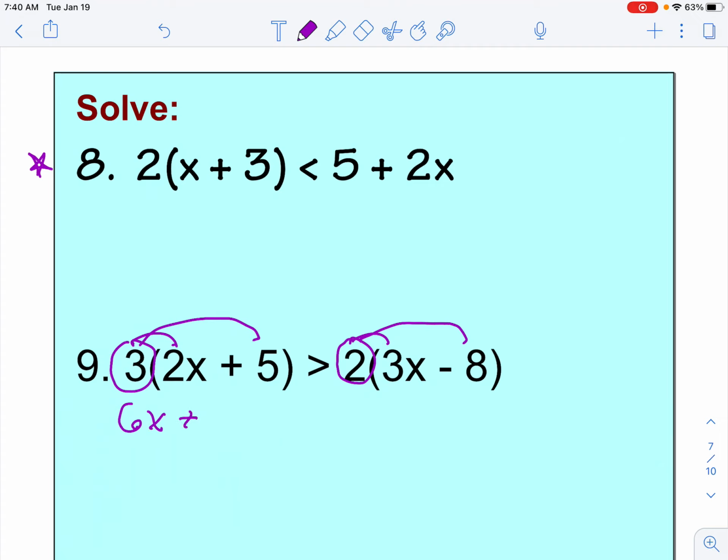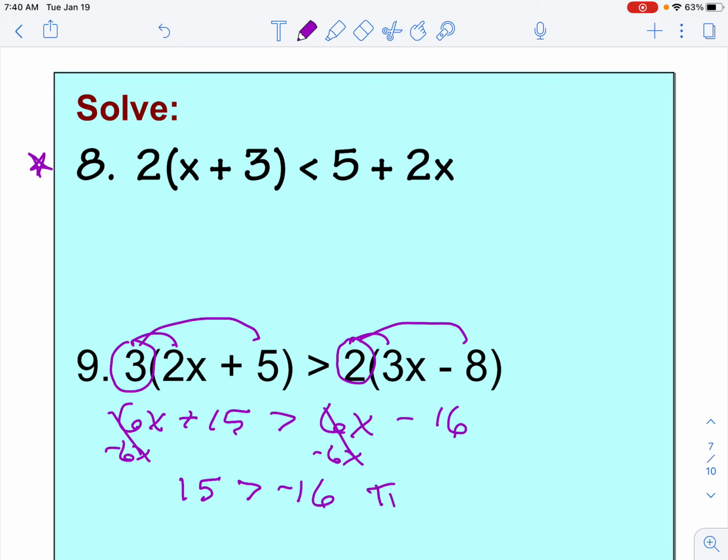That's going to give us 6x plus 15 is greater than, that just stays the same, 6x minus 16. Okay, now we subtract 6x from each side so that we can combine our x's together on the same side. But that gives us now 15 is greater than -16. That's weird, we don't have variables. Well, remember, sometimes we have no solutions to things. But in this case, 15 is greater than -16. Since this is a true statement, we say that this is infinitely many solutions.